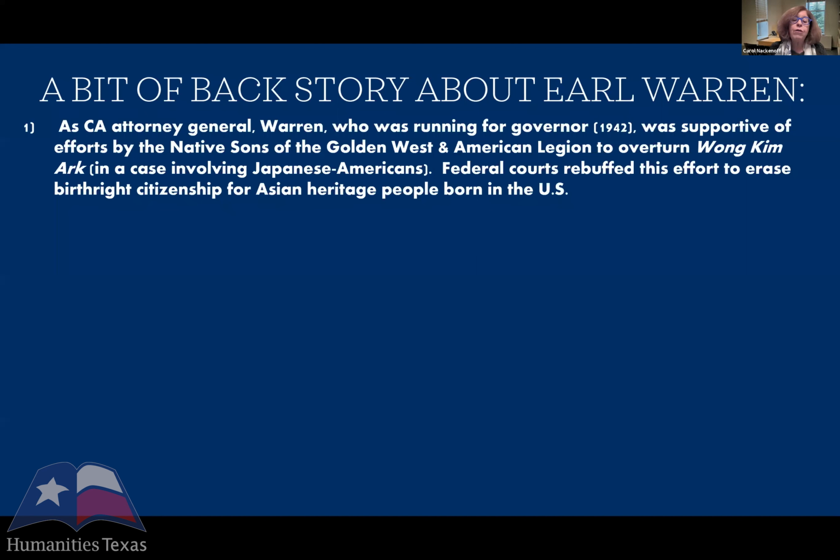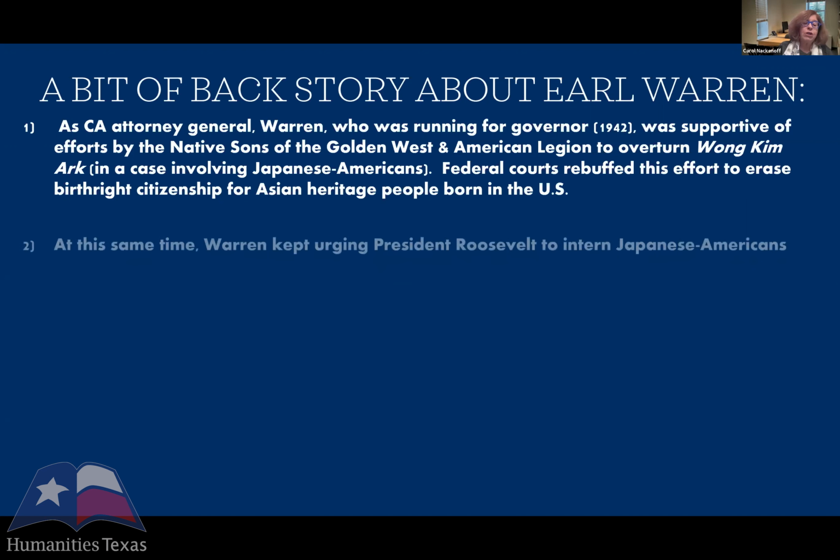So as California Attorney General, Warren was running for governor in 1942. He was supportive of efforts by the Native Sons of the Golden West and the American Legion to overturn Wong Kim Ark. And federal courts rebuffed this effort to erase birthright citizenship for Asian heritage people born in the US. That's one bit of information.